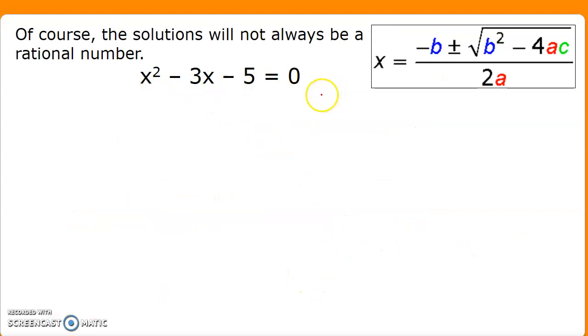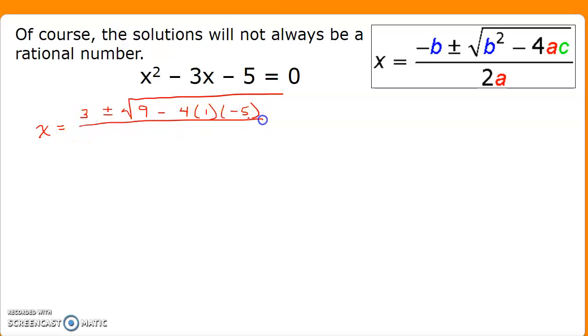All right, the last one I want to work through just because this one doesn't come out nice and pretty, and they are not always going to. But it still works. So I'm going to plug in. I need the opposite of b, so positive 3 plus or minus the square root of negative 3 squared, which is 9, minus 4 times 1 times negative 5, over 2 times 1. When I work in here, this gives me positive 29, since 9 plus 20 is 29. So I have 3 plus or minus the square root of 29 over 2.